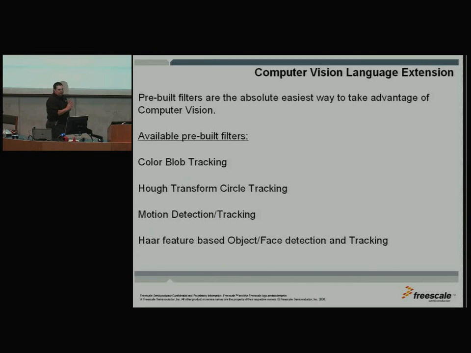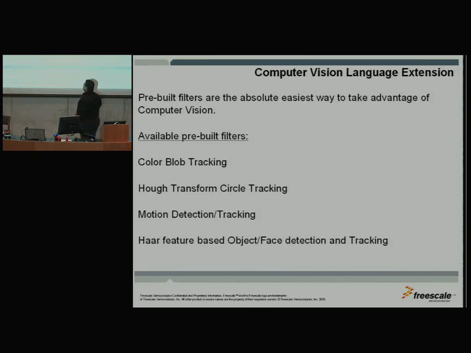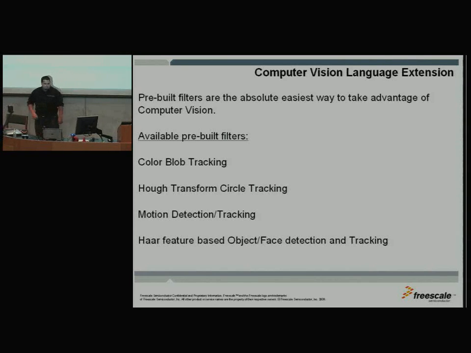So there's 2 ways to do computer vision in this particular language extension. Again, for simplicity, there's the pre-built filters. And I think that's what I'm demoing here. The pre-built filters are, for instance, color blob tracking, Hough transform circle tracking, motion detection and tracking, and Haar feature-based object and face detection. This is sort of based on Viola, however you pronounce it. But the end process is the same. The learning is actually different. So a customer or a user can just load up that algorithm.